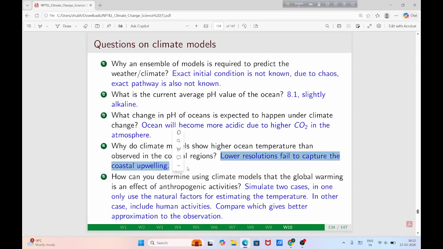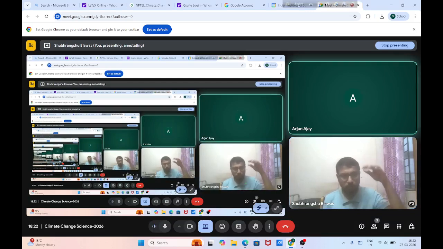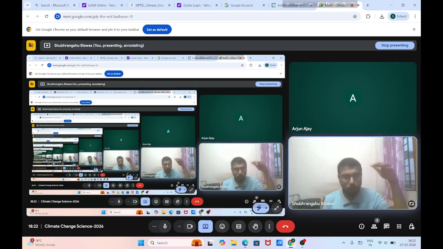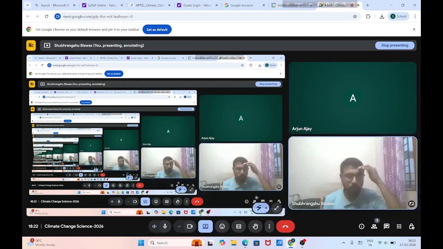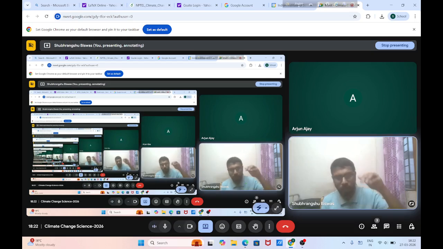So the model resolutions are mostly not good enough. Now they are releasing high resolution models, but mostly they are not good enough to capture the upwelling that happens at the coastal regions. In the coastal regions, the water from beneath the surface comes above, and the water beneath the surface is generally colder than the water at the surface, because if it is hotter, then it will be less dense and it will be situated towards the upward side due to the buoyancy or the density difference, Archimedes principle, you can say. So that happens in reality. In reality, that upwelling happens.